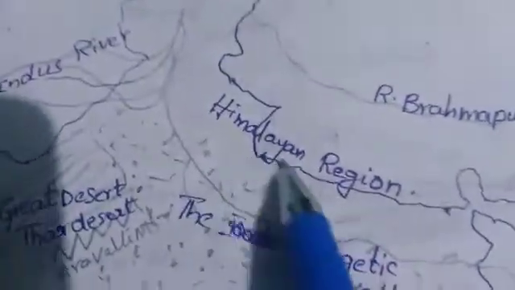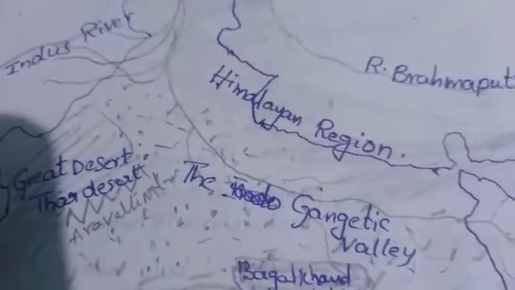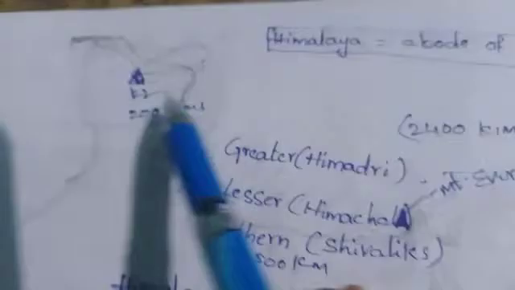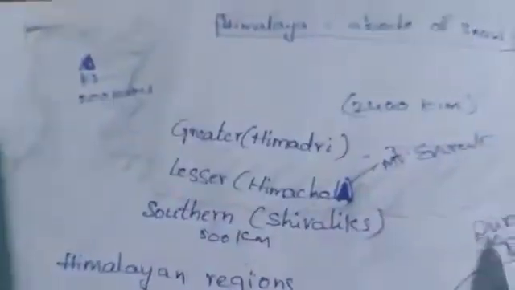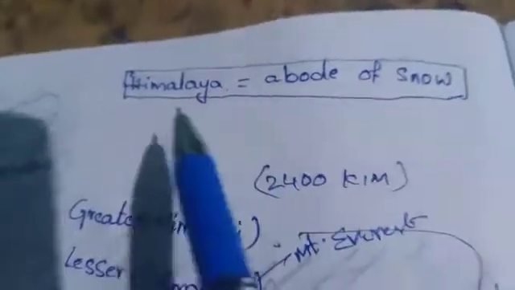Next, Himalayan region. I'll explain clearly. Listen carefully. So these are the Himalayas. Himalaya area. This indicates the total Himalayan area. Himalaya means abode of snow.